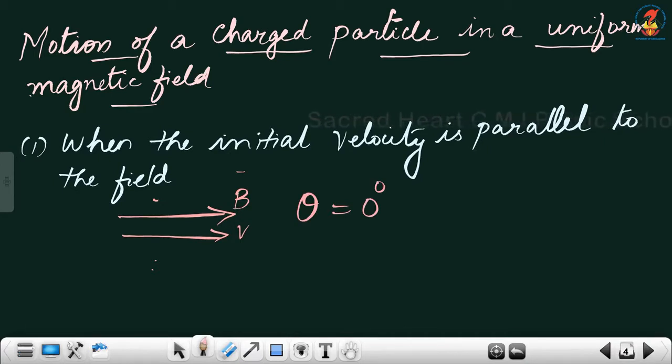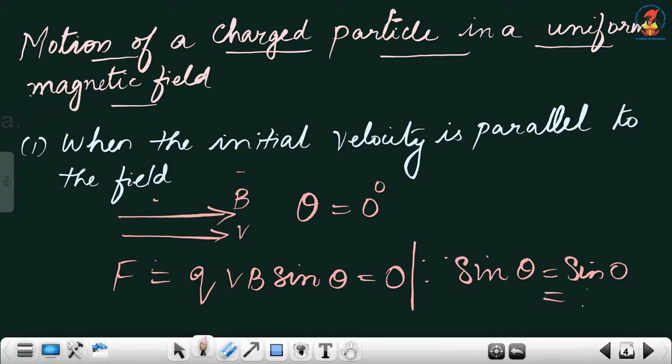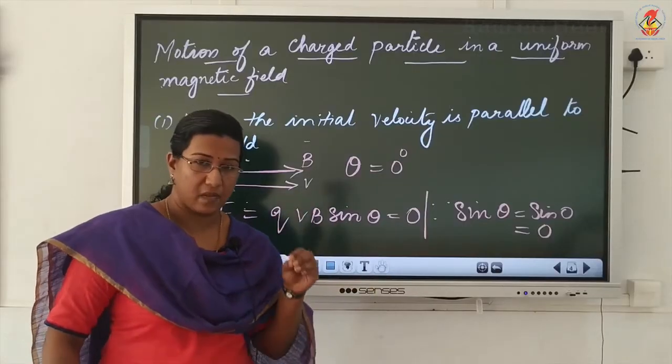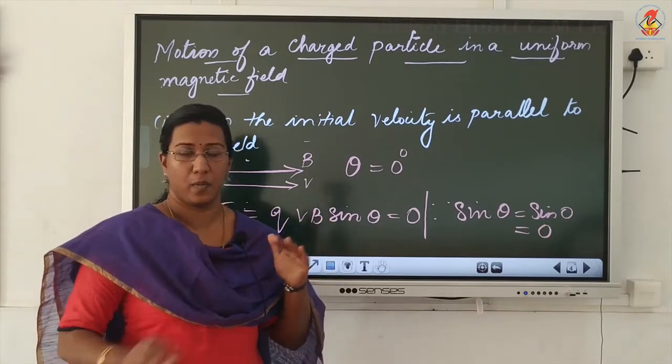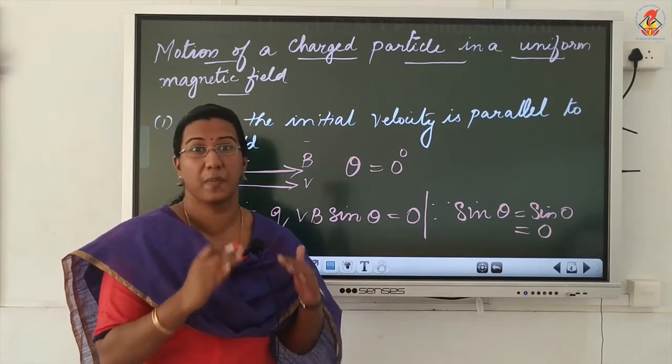So, the force experienced by the particle is given by F = Q (V × B), or QVB sin theta, which is equal to 0, since sin theta is equal to sin 0, which is 0. So, whenever a particle enters parallel to the field, it won't experience any force and it travels along the same path. There won't be any alteration in its path; it will travel in the same path with the same speed.